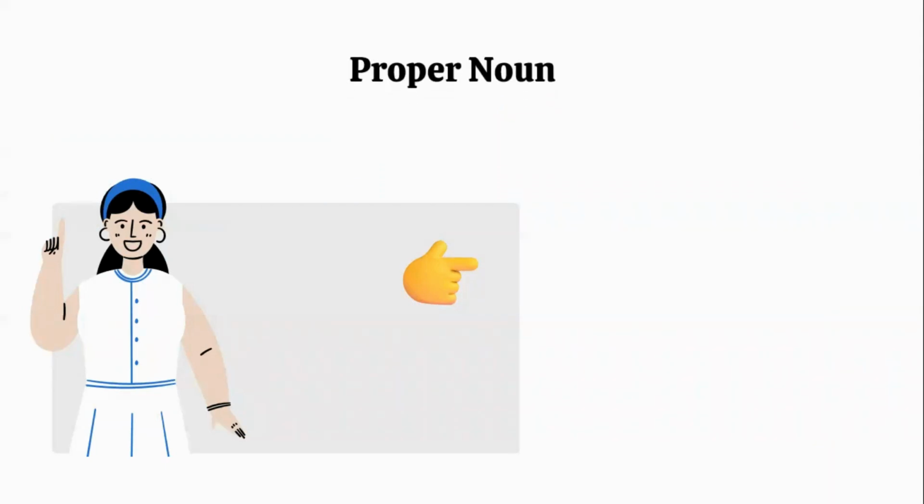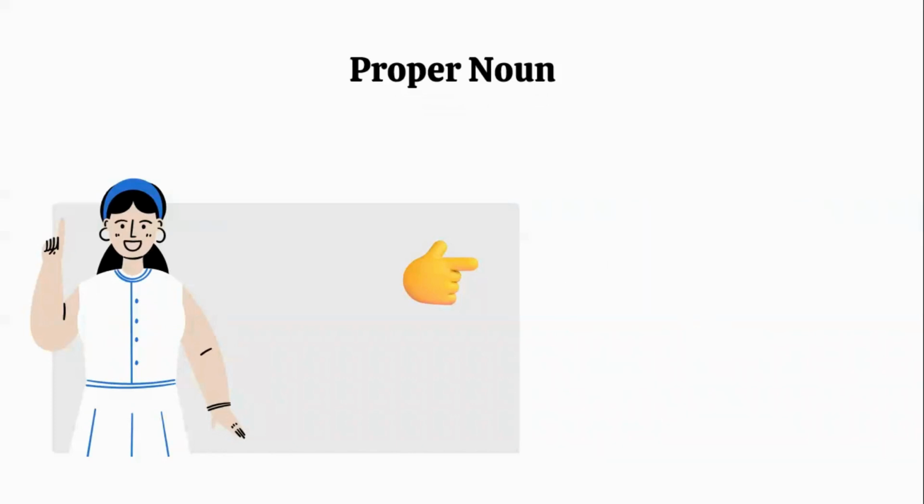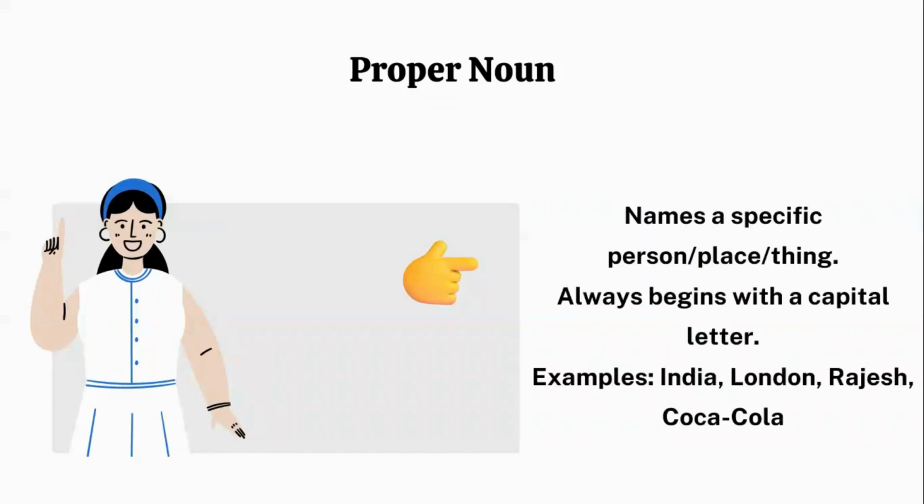Okay. So the first noun is the proper noun. So what is a proper noun? It names a specific person or place or thing. It always begins with a capital letter. You know, it may be a name of a person, a name of a place, a name of anything. So it should start with a capital letter.